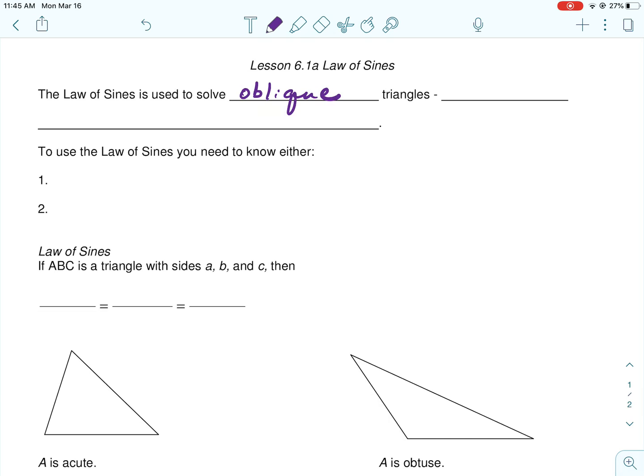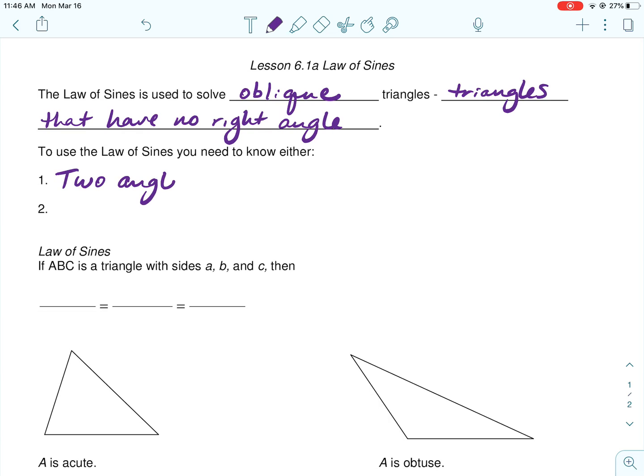So the law of sines is used to solve oblique triangles, which are triangles that have no right angle. Right? Now, eventually, you are going to have to figure out when you do law of sines and when you do law of cosines. So right now it's obvious because law of sines is the only one we're learning. But in the end, you will have to be able to make that decision.